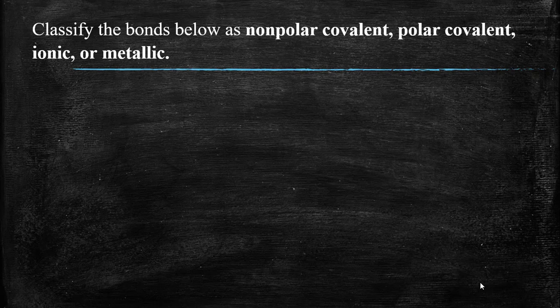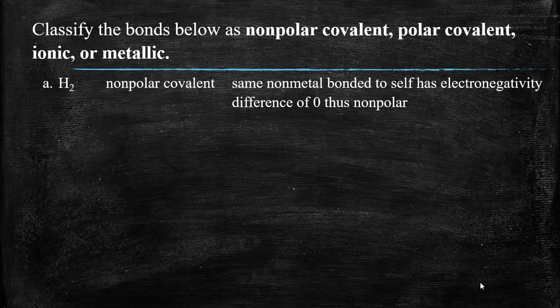Here you're being asked to classify the bonds between two atoms as nonpolar covalent, polar covalent, ionic, or metallic. We start with molecular hydrogen, a hydrogen bonded to a hydrogen. This is nonpolar covalent. Why? You've got a nonmetal bonded to a nonmetal, so that makes it covalent. And since both atoms are the same, the difference in electronegativity is zero, and that by definition is nonpolar.